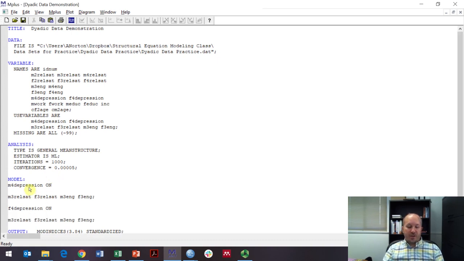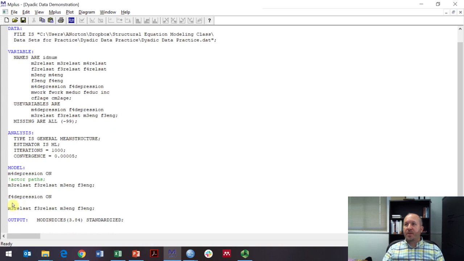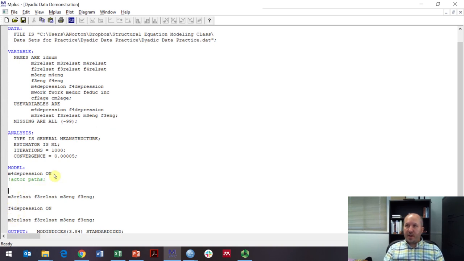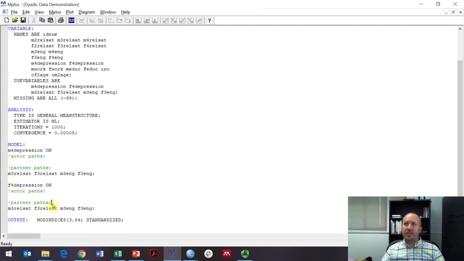and I'm going to use my notes function where I can use the exclamation point and first do my actor paths, and then I will do my partner paths, and I'm going to do that for each of those. So I'm going to take this and copy it, and I want to make sure this is organized cleanly and that it follows both of them. So let's first start with the actor path. So actors is going to be mothers on mothers. So here is mother's relationship satisfaction. I'm going to pull that up here. And then here is mother's engagement.